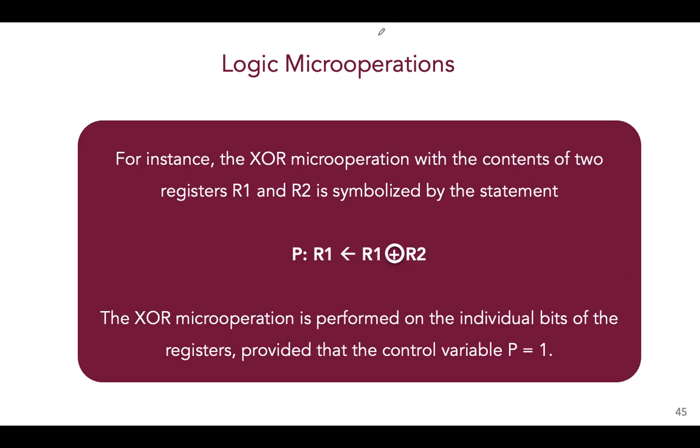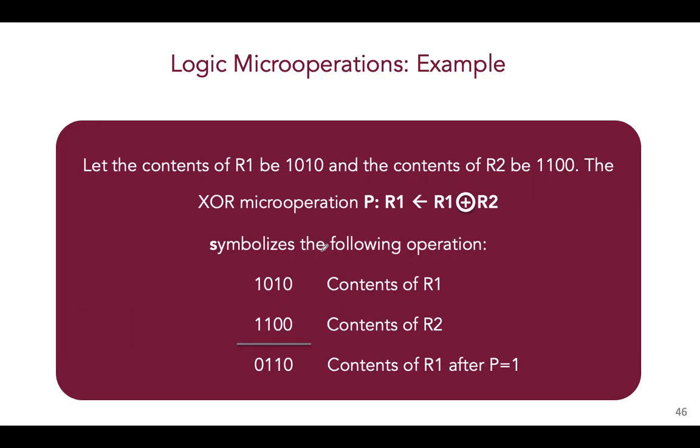Okay, for example, the XOR microoperation. Very simple way to denote it. When p is equal to 1, the contents of R1 and R2 will be XORed and replaced in R1. So basically the contents of R1 will be replaced because R1 is the source register and R1 is also the destination register. Whatever the contents of R1, they will be XORed with the contents of R2 and R1 will be rewritten with this new value.